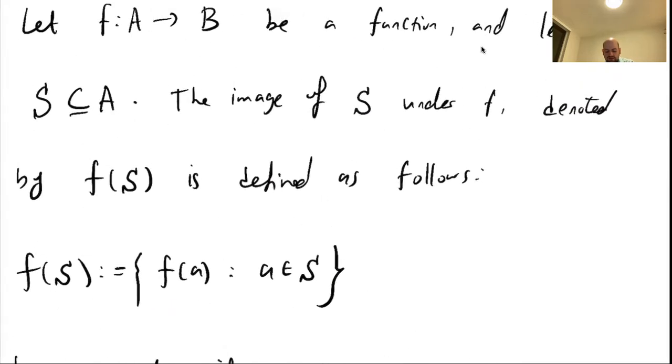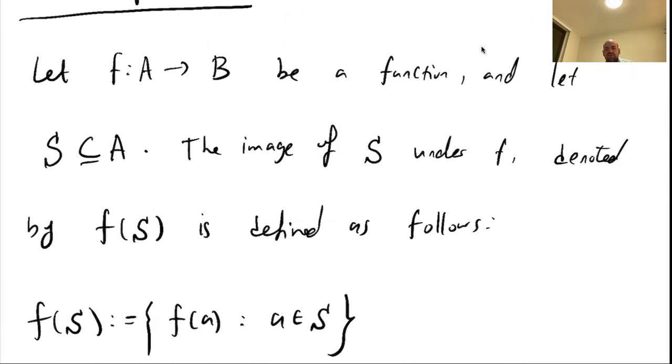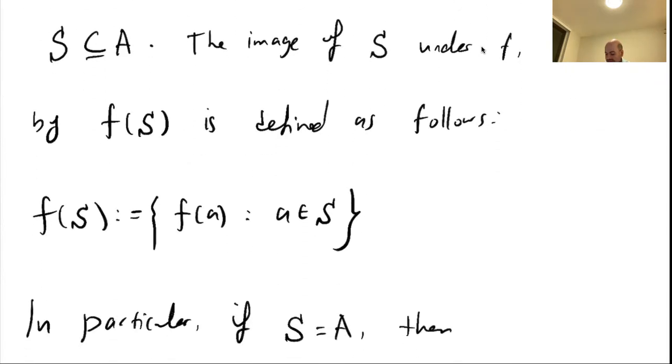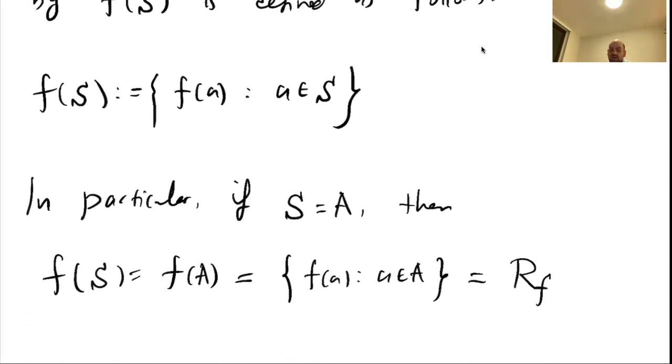See, so far we talked about f of a number. But here we are defining f of a set. F of a set S is defined to be the set of all elements of the form f of A, where A comes from that set. Now, if your set S is the whole domain, well, the set of all elements of the form f of A, where A comes from the domain, means the set of all outputs, right? And the set of all outputs is the range.